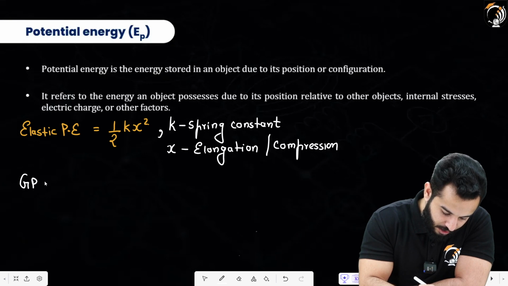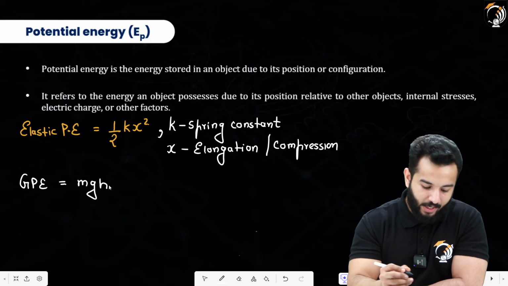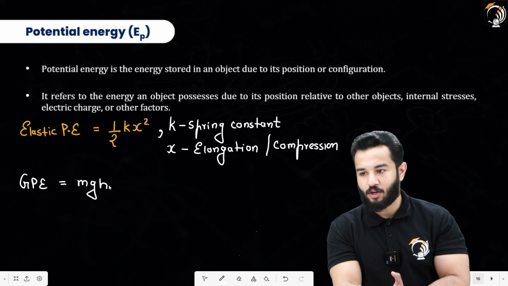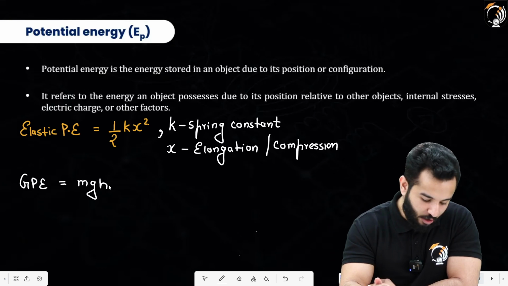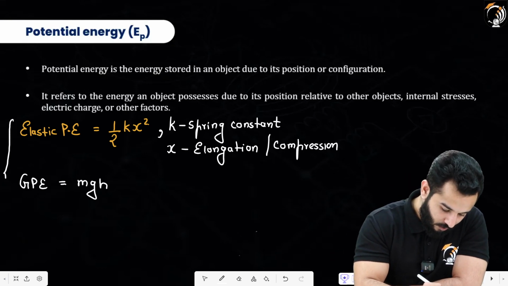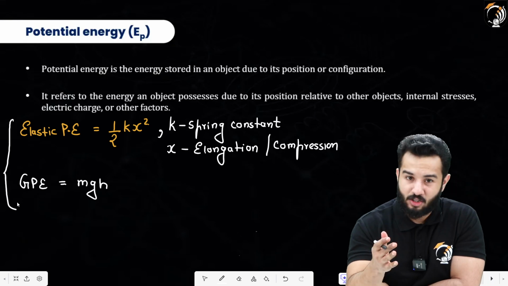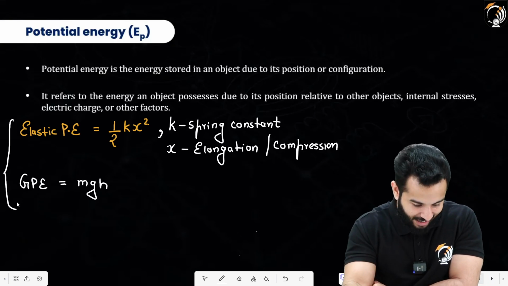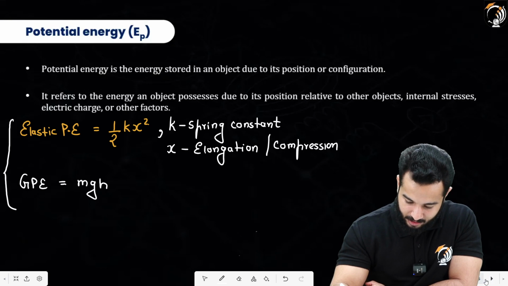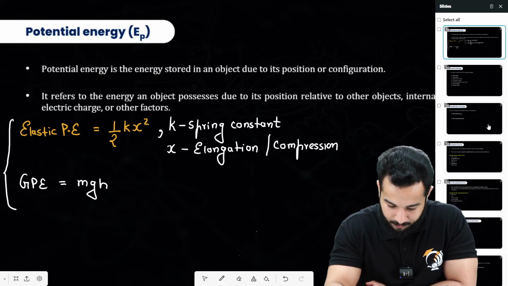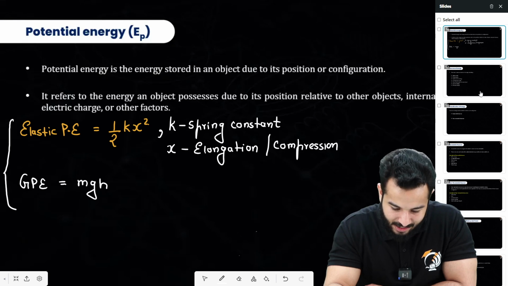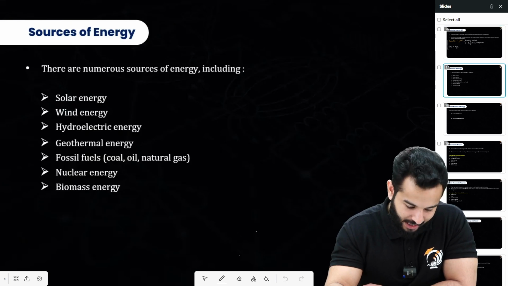gravitational potential energy is given as mgh. It depends on different types, but usually you're just going to use these two in your course. The SI unit is joules. It is also a scalar quantity like every other quantity. After that, let's now move to the different types of energy.